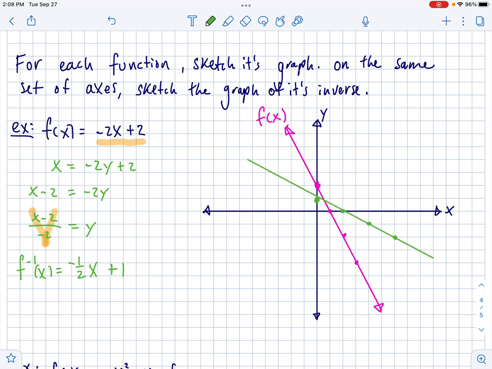Let's see if we can connect these with a line. Something like that. Yeah, so that's the function and its inverse on the same graph. There is a relationship that's happening between them, but maybe it'll become more evident after our next problem.